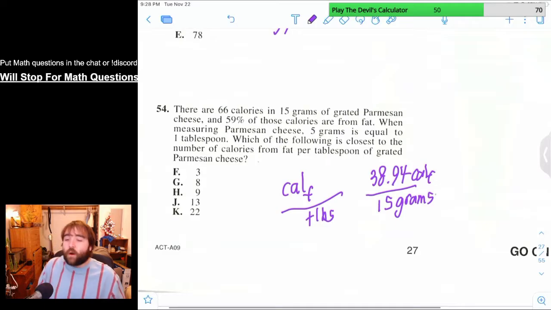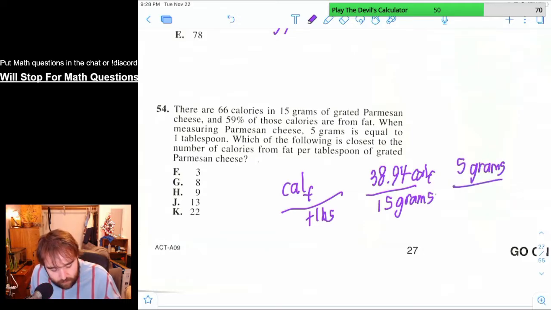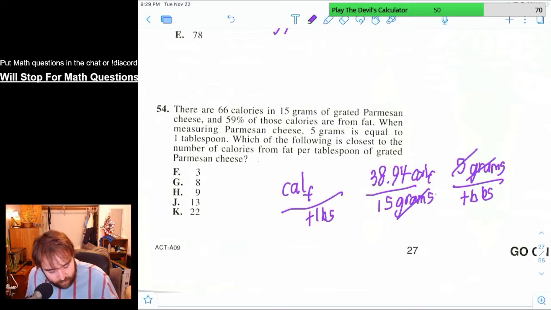And what do we want? We want per tablespoon. But then next they tell us that 5 grams is 1 tablespoon. So we are able to cancel out these grams, 5 grams per tablespoon. And so see now how we do tablespoon. Now the grams are canceling and we have calories from fat per tablespoon. And so I would look at this. Do we even need the calculator?